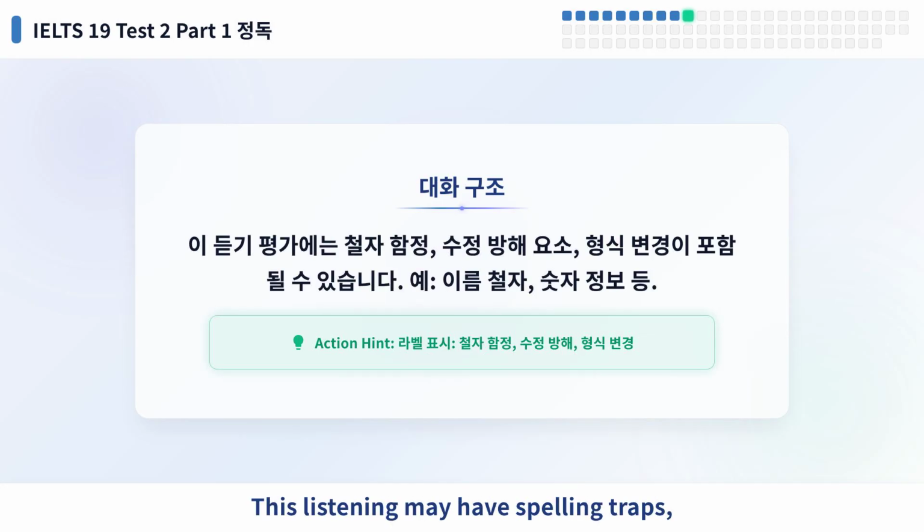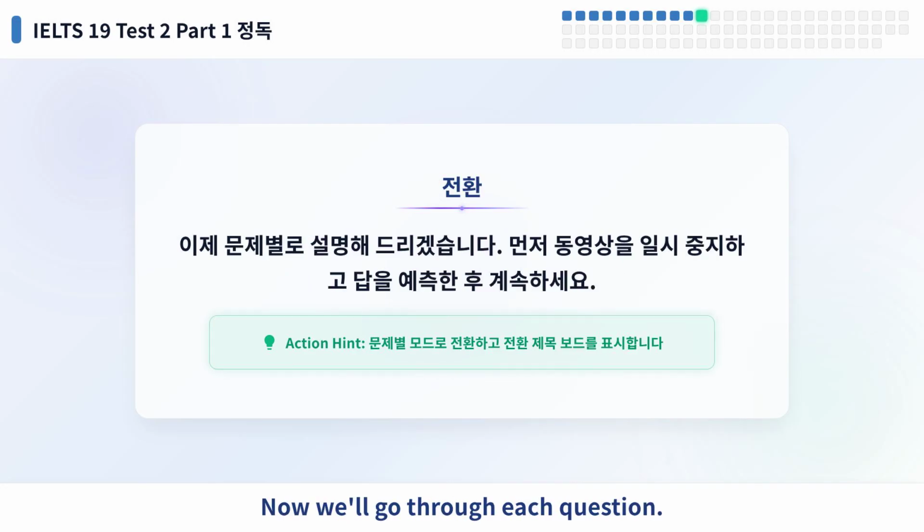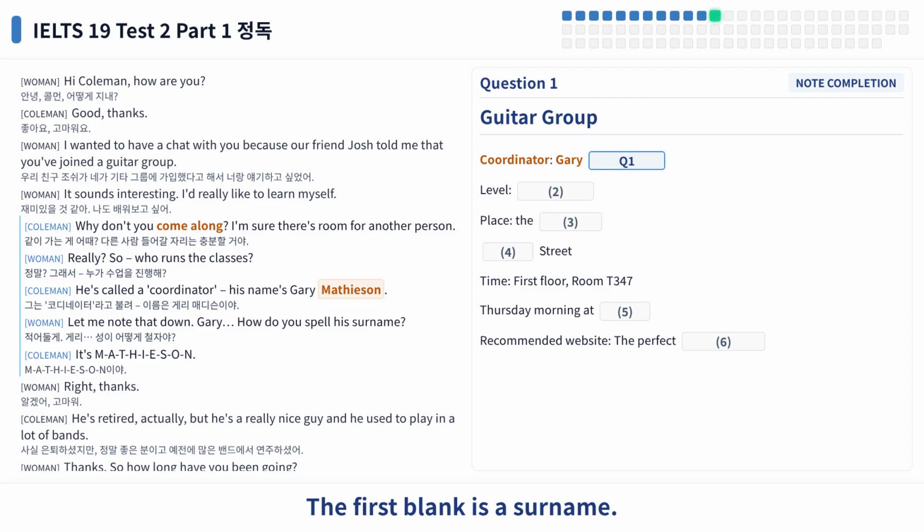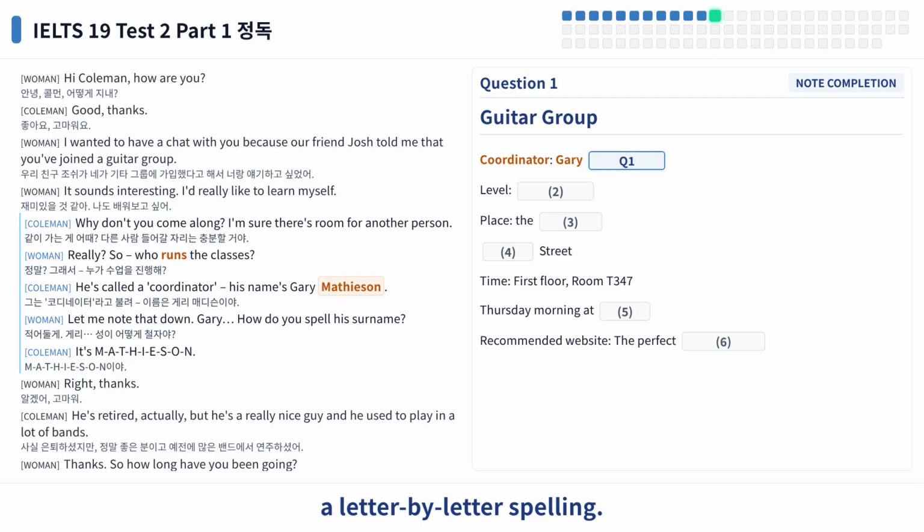This listening may have spelling traps, correction distractors, and format changes, for example, name spelling and numbers. Now we'll go through each question. Pause the video and predict answers first. The first blank is a surname. Listen for the name Gary, then get ready for a letter-by-letter spelling.